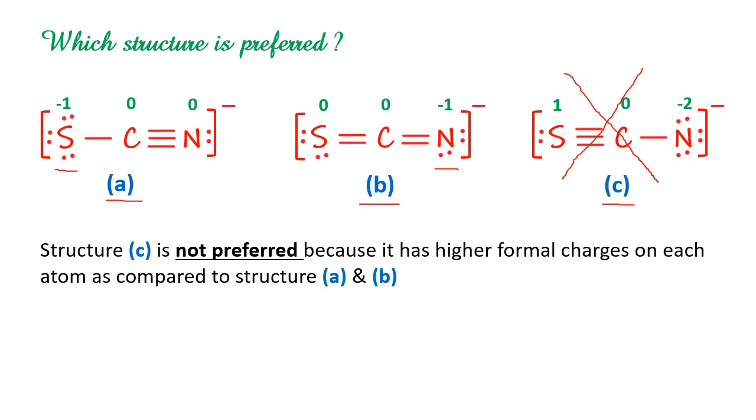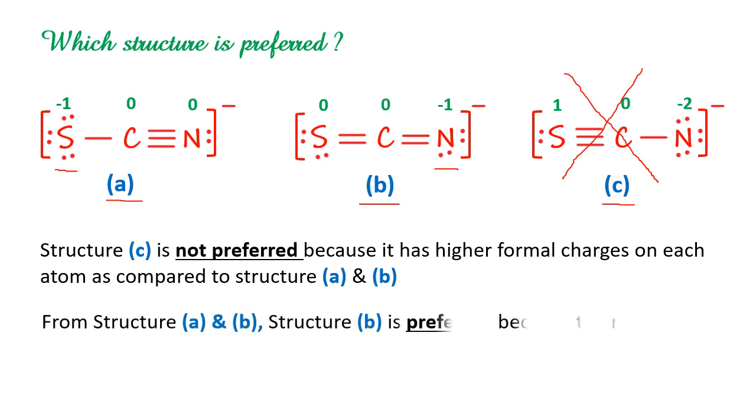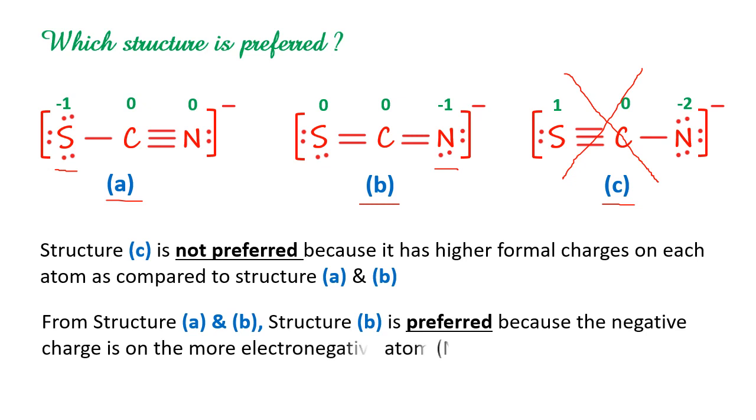Okay students, we have discussed this as the third characteristic. Now that structure will be more plausible in which the minus formal charge is on that atom which is more electronegative. Now is sulfur more electronegative or nitrogen? Nitrogen is more electronegative than sulfur. So what happens? Structure B is preferred because the negative charge is on the more electronegative atom, nitrogen. So this is your preferred Lewis structure.